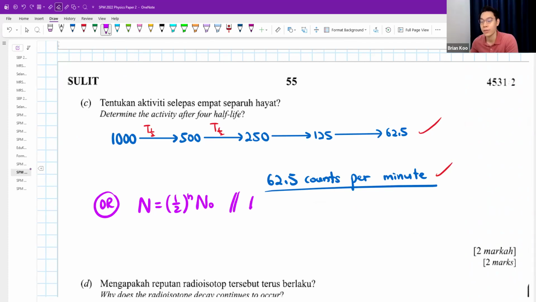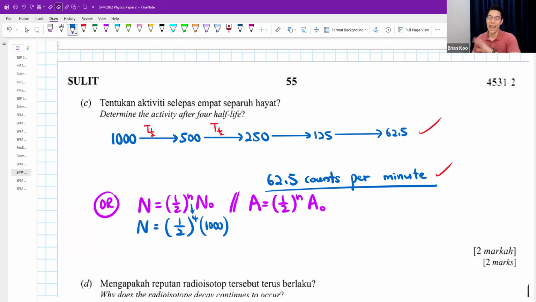Sometimes we will write like this also. In your textbook also, they'll write like this. A represents activity. N represents number. It doesn't matter. The formula is exactly the same. Okay, so I want to find the number after 4 half-lives. So I will put 4 here. Small letter n is how many half-lives. And then the original number or the original activity is 1000. Okay, activity and number, they behave the same way.